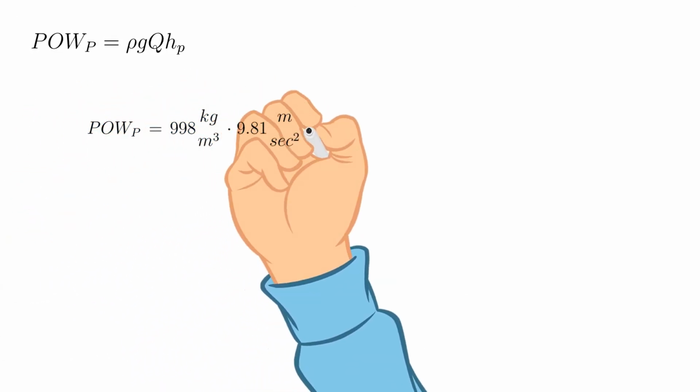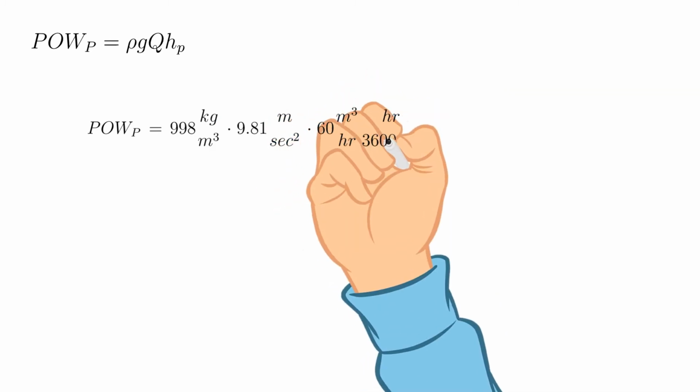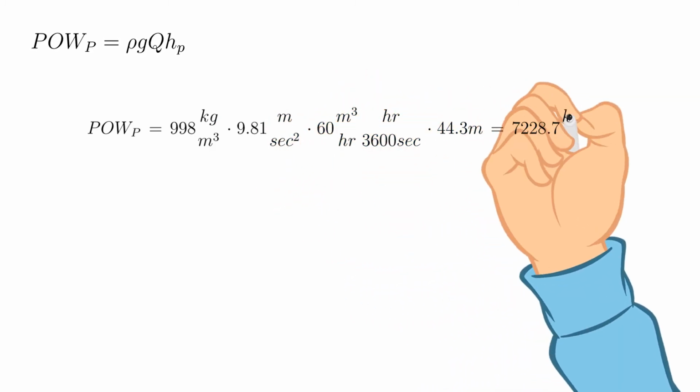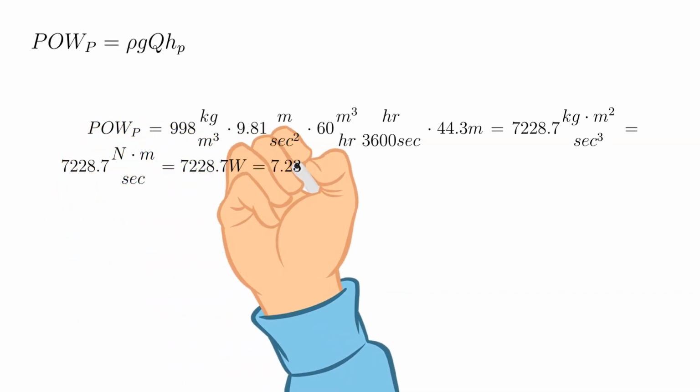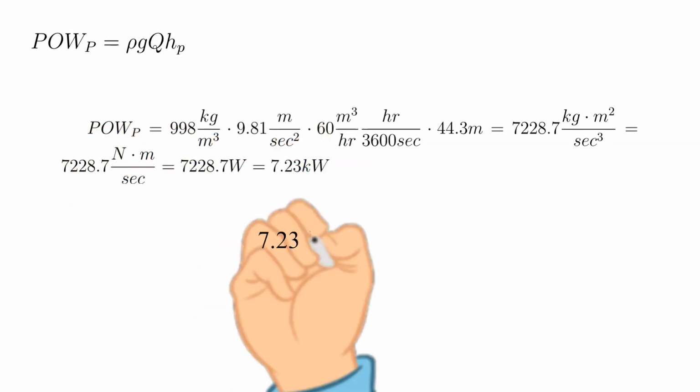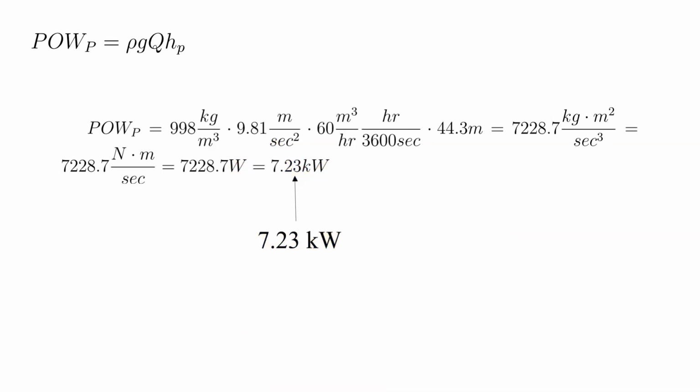Once again, not making errors with units is the greatest challenge. The end result is that this pump is delivering 7.23 kilowatts to the water. Pump hydraulic efficiency is typically between 0.5 and 0.75, so the power delivered to the pump will be significantly greater, but that will be covered in another instructional snippet.